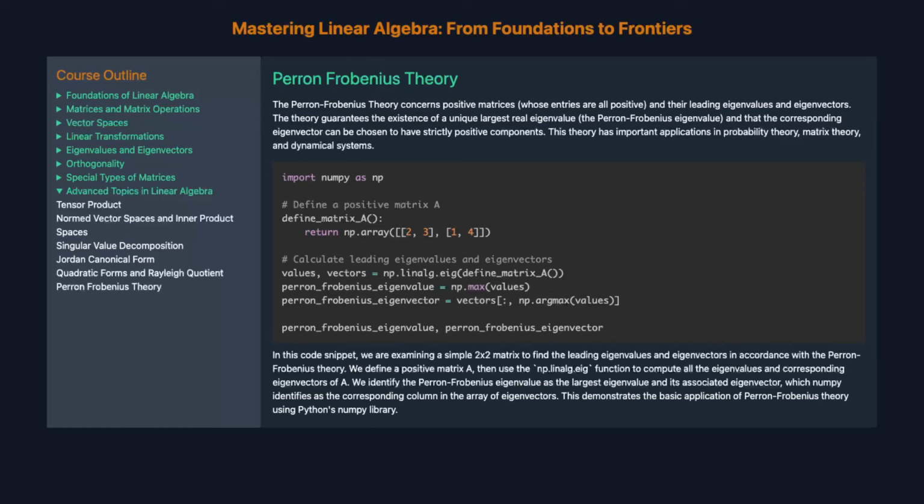In this code snippet, we are examining a simple 2x2 matrix to find the leading eigenvalues and eigenvectors in accordance with the Perron-Frobenius theory. We define a positive matrix A, then use the np.linalg.eig function to compute all the eigenvalues and corresponding eigenvectors of A. We identify the Perron-Frobenius eigenvalue as the largest eigenvalue and its associated eigenvector, which NumPy identifies as the corresponding column in the array of eigenvectors. This demonstrates the basic application of Perron-Frobenius theory using Python's NumPy library.